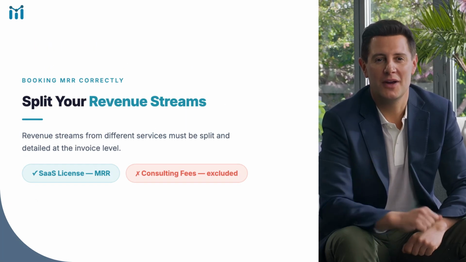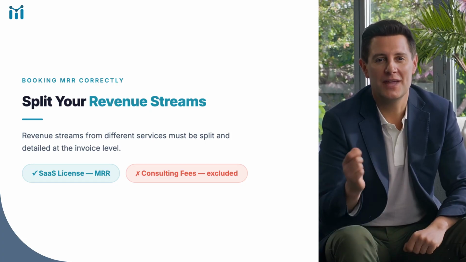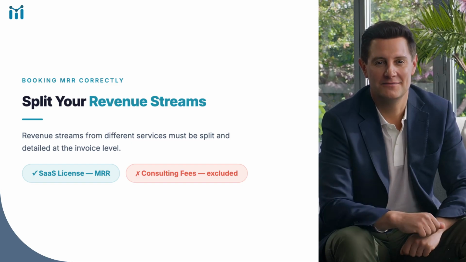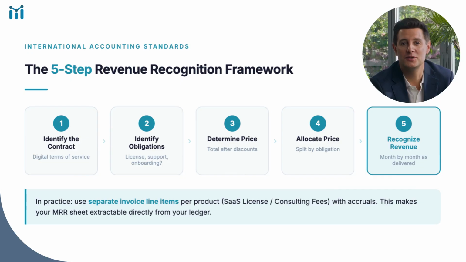To properly book your MRR, you must ensure that the revenue streams from various services can be split and detailed. To get this alignment right, accounting must follow a strict framework under international accounting standards. To properly book your MRR, you must follow these 5 steps. First, identify the contract. This is usually your digital terms of service. Second, identify performance obligations. What are you actually providing? Is it software license, and does it include premium support or onboarding? And very important, over which period are you obligated to deliver the service?